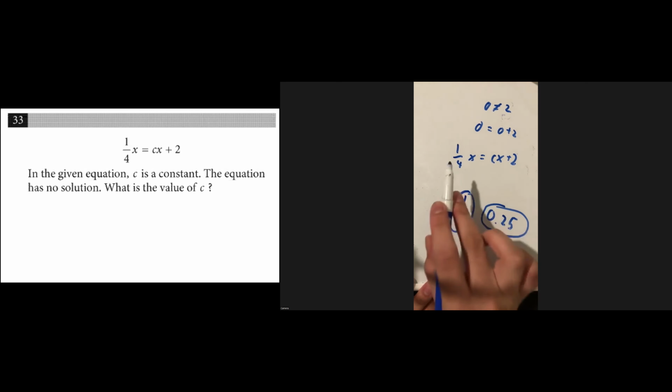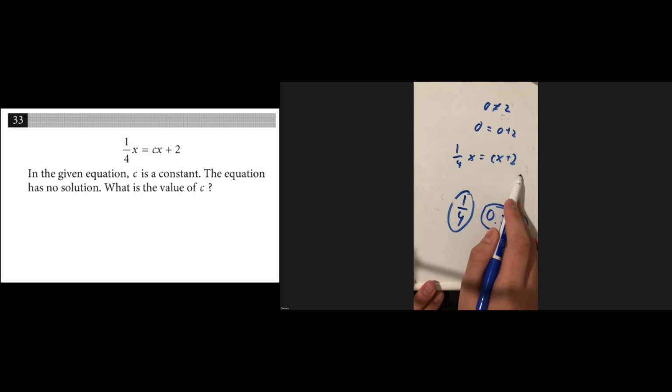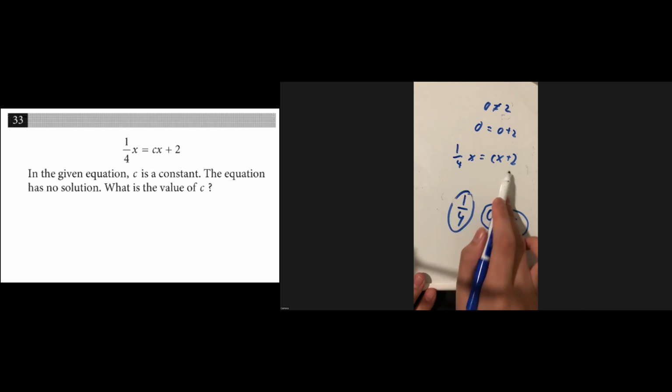And we can plug in any x value. If we plug in 10, we would have 10 over 4 equals 10 over 4 plus 2, which wouldn't equal each other. So no matter what value of x we plug in, these two would never equal each other. So it's asking what is the value of c for there to be no solution, which just means whatever you plug in for x, these two sides will never equal each other. It's basically what it says. And so the only value for c is the one that gives the same exact slope, which would be 1/4.